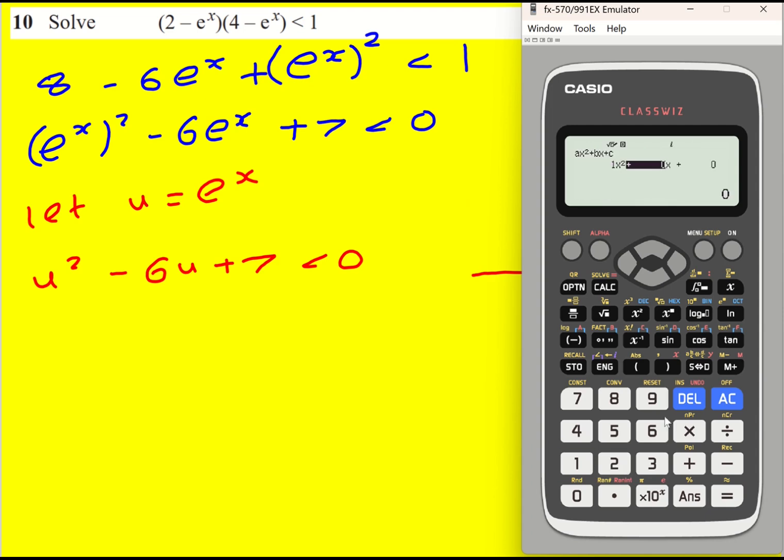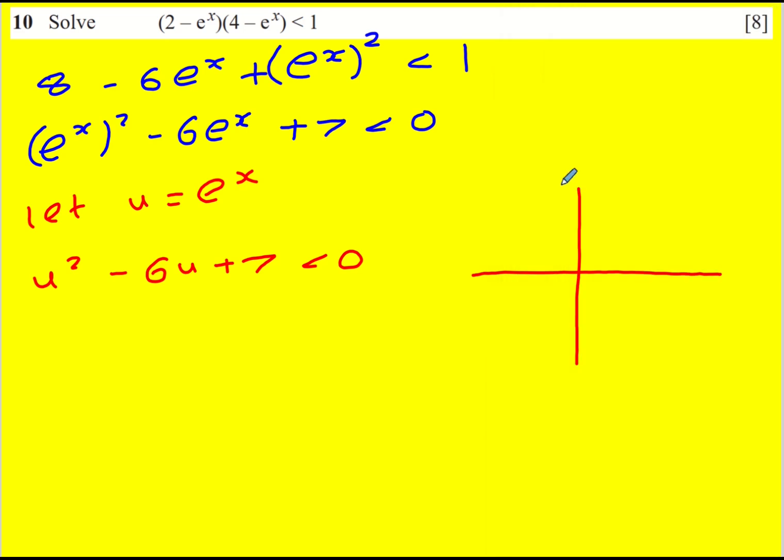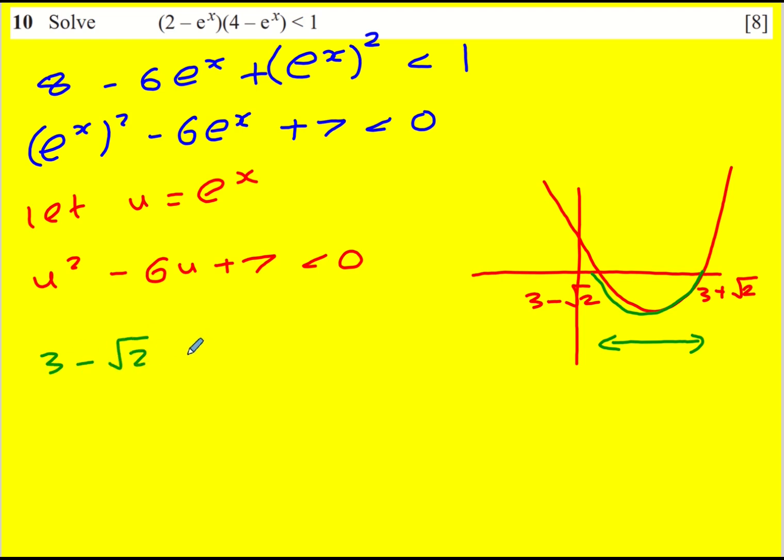Okay, so I've got 1, minus 6 and 7. Then we get 3 plus root 2 and 3 minus root 2. In fact, they're both positive. And because we're interested in it being less than 0, it's everything below the x-axis. It's this range here. We've got 3 minus root 2 is less than u, which is less than 3 plus root 2.